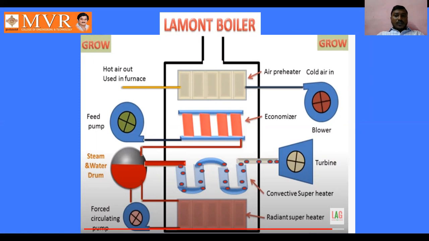Here it is going to be converted into vapor formation, and again the water vapor formed here enters into the steam and water drum, and from the steam and water drum it is going to enter the convective superheater for converting it into fully vapor form, and it is going to enter the turbine. So this is how the Lamont boiler works.